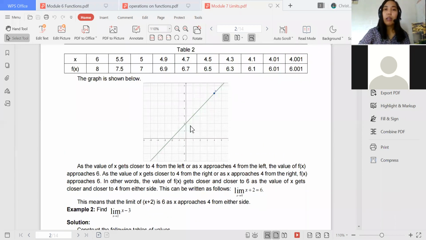Okay? So makikita din naman natin sa graph, habang ang value ni x ay papalapit kay 4, ang value ni y natin lumalapit kay 6. Ganon din dito, habang ang value ay papunta, okay, kay 4, ang value din ni y ay papalapit kay 6.